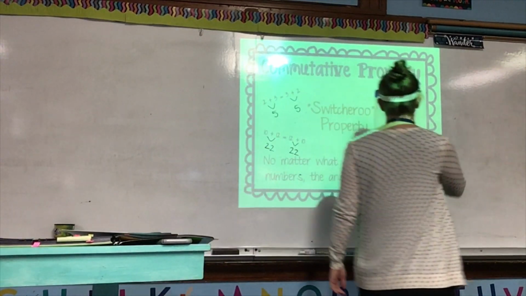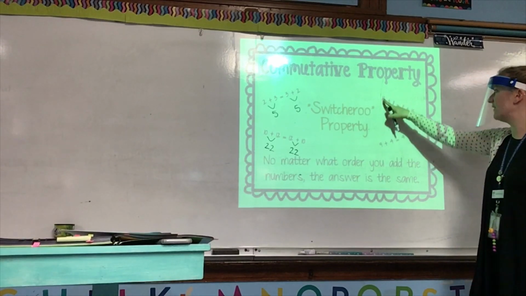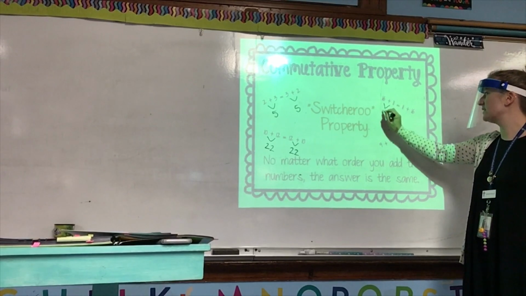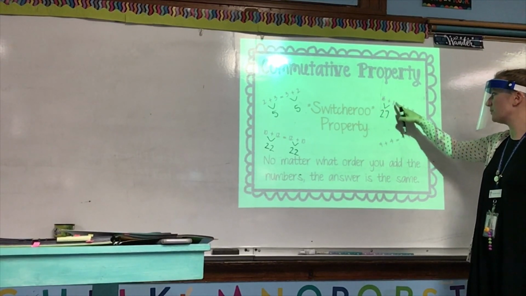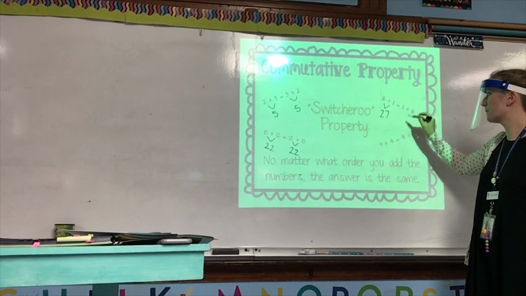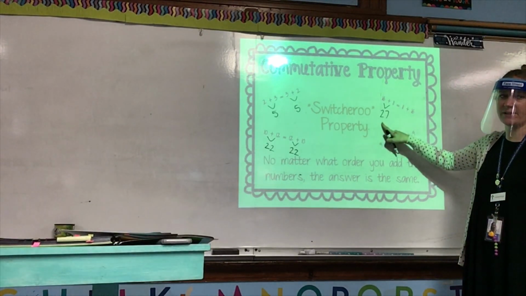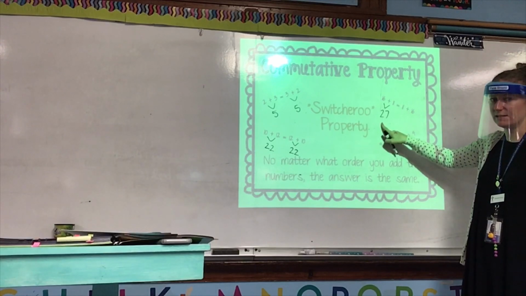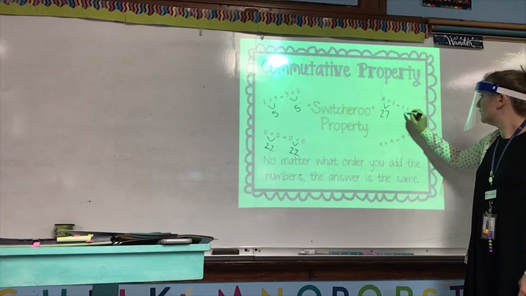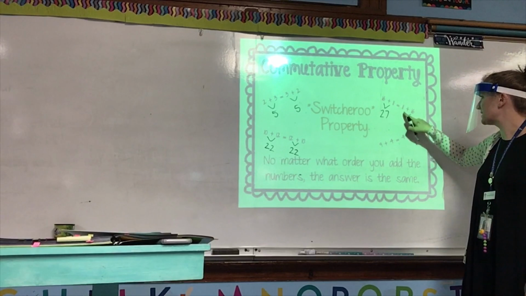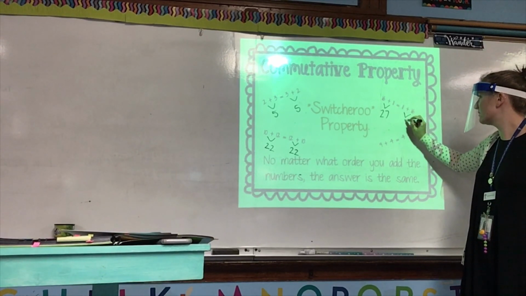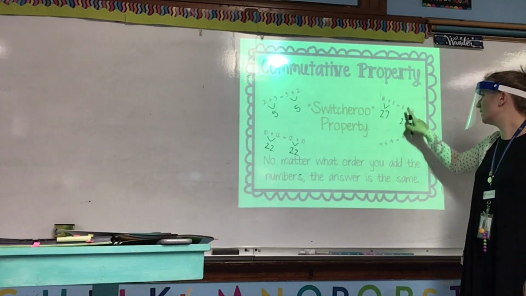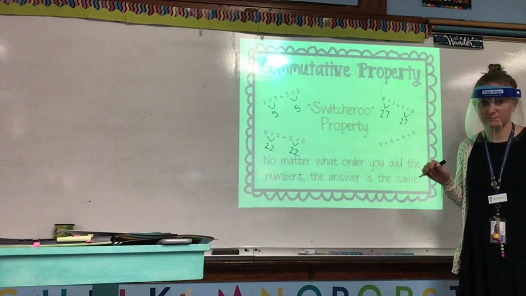Now we can do 16 plus 11. 6 plus 1 is? 7. 1 plus 1 is? 2. 16 plus 11 is? 27. Now 11 plus 16. What's 1 plus 6? 7. 1 plus 1? 2. 11 plus 16 is 27.